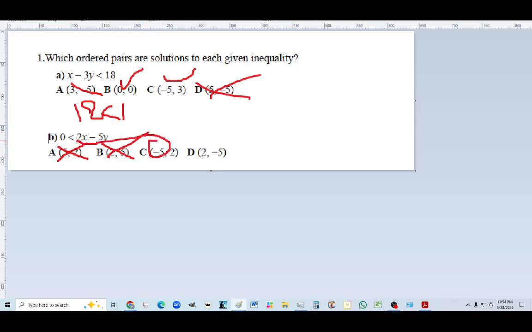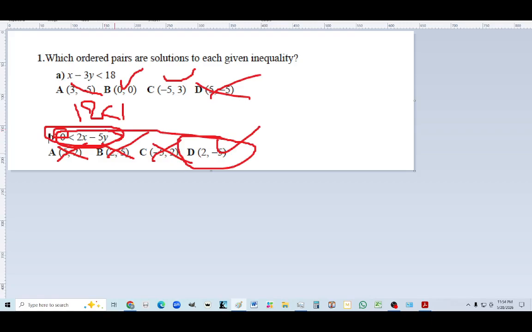Minus 5 in here, you get minus 10. 2 in here, you get minus 10, so minus 20. Is 0 smaller than minus 20? No, it's not. And finally, 2 in for here, I'm sure this is going to be a good answer. You get 4 minus 5 in here, you get minus 5, which is plus 25. So 29. Is 0 smaller than positive 29? Yes. So this is the only one that has a solution where this becomes true.